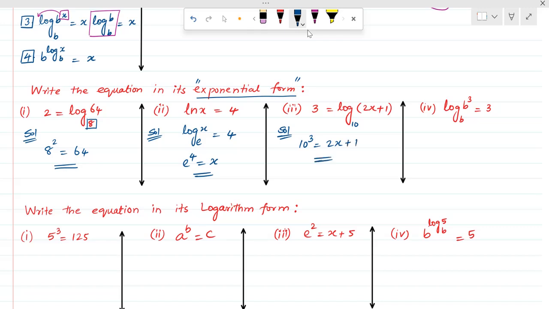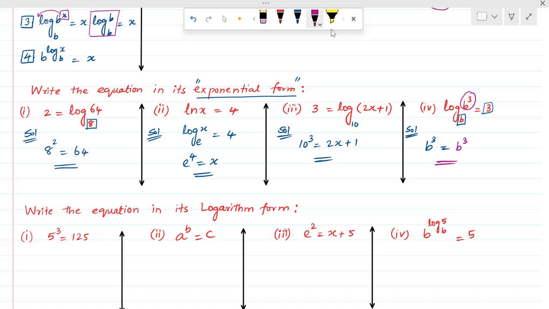Here, you just have to write the exponential form; there is no need to evaluate the equation. Now I write b raised to the power 3 equals b to the power 3.